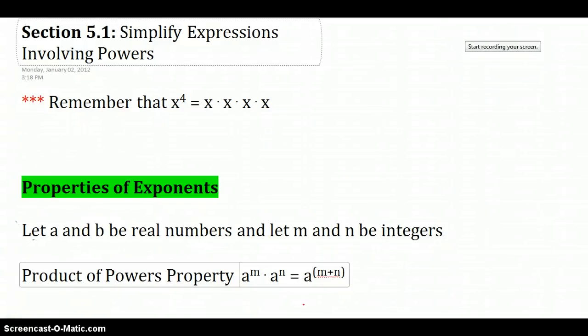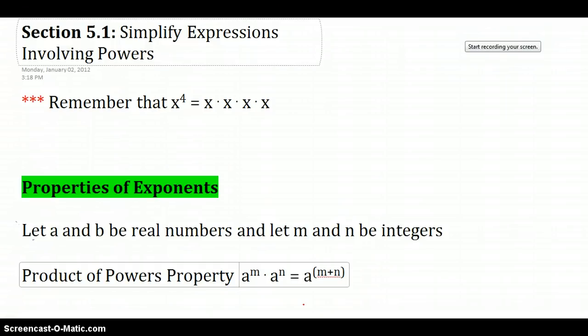Alright, chapter 5 is all about polynomials and polynomial functions. So throughout this chapter you're going to learn how to manipulate these polynomials and find the solutions of the polynomials, just like you have with linear functions and quadratic functions. And we're also going to be looking at the graphs of these functions. We're going to see what they look like.